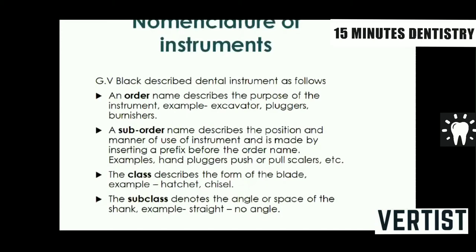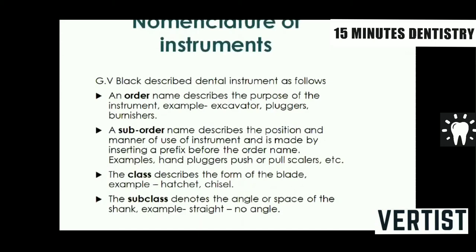This is again given by our beloved G.V. Black, and he describes a dental instrument as follows, which you all are very aware of. First is order. Order is the purpose of the instrument, that is whether the instrument is used for excavation, whether it is used for burnishing or as a plugger, and so on, whatever the function is. The suborder describes the position or manner of use, whether it will be a push or a pull, the direction of the instrument.